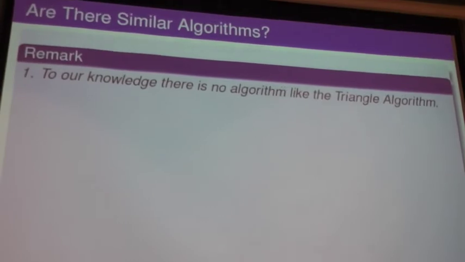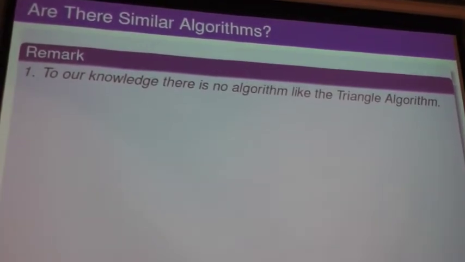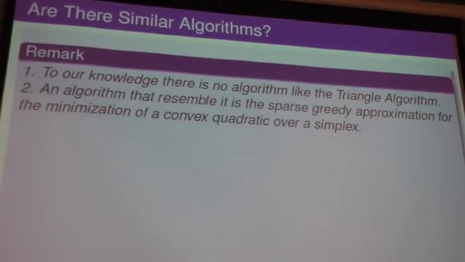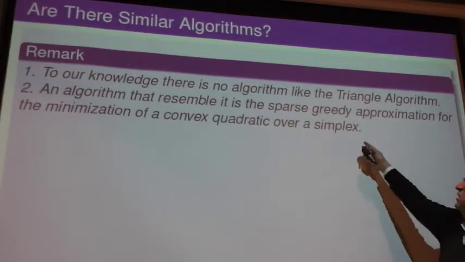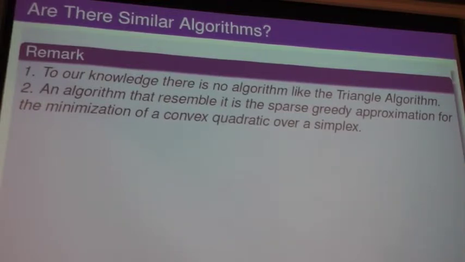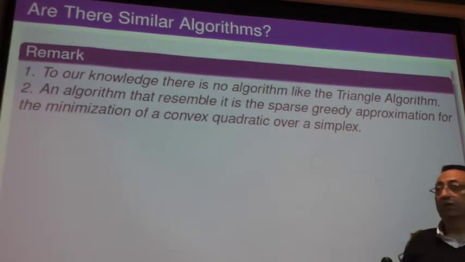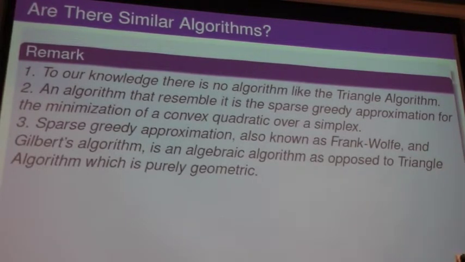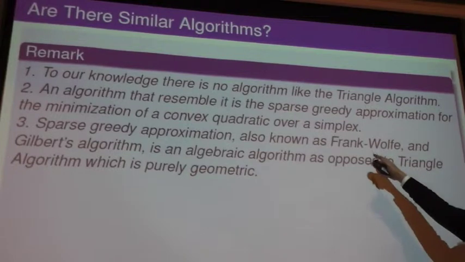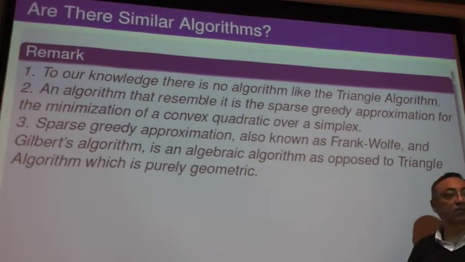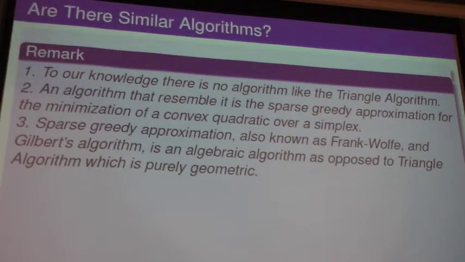Okay, are there similar algorithms to this? Well, the only one that I have found in the literature that has some resemblance to this is maybe what is known as the sparse greedy approximation, which is an algorithm for minimizing a convex quadratic function over a simplex. This is called sparse greedy, and it happens to coincide with an algorithm known as Frank-Wolfe, and also something called Gilbert's algorithm.